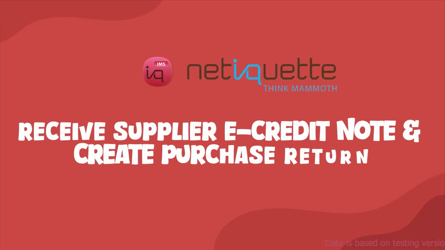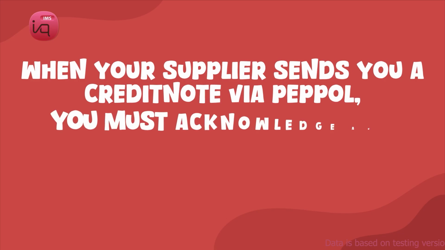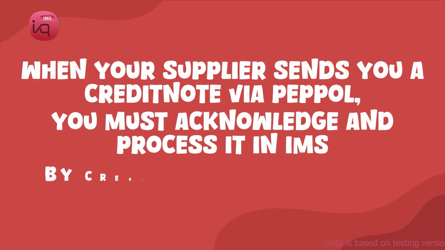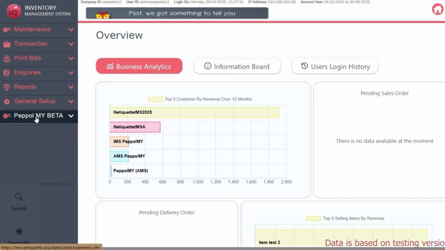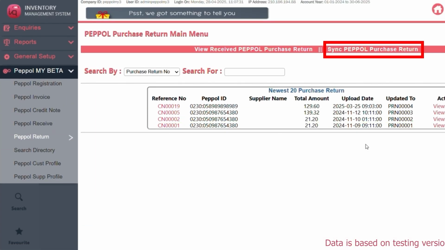Receive supplier e-credit note. Create purchase return. When your supplier sends you a credit note via PEPPOL, you must acknowledge and process it in IMS by creating a PEPPOL return. Step 1. Receive a credit note from supplier. Go to PEPPOL Return. Press Sync PEPPOL Purchase Return to retrieve the latest supplier e-credit notes.